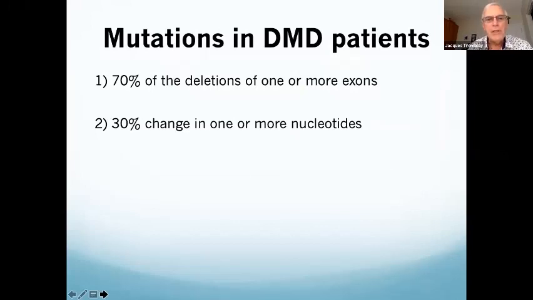In Duchenne muscular dystrophy, 70% of the mutations are deletions of one or more exons. I remind you that these exons are sequences that are coding for the protein, but 30% of the mutations are small changes of one or more nucleotides, but not a complete exon is changed.